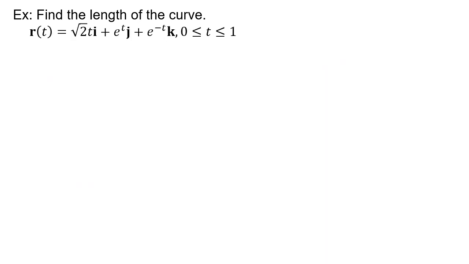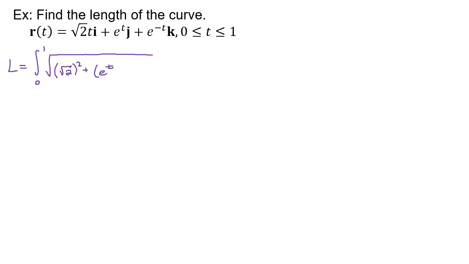All right, let's do the same thing. Find the length of the curve. Here, now we have root 2 times t, e to the t, and e to the negative t on the i, j, and k. We're going to integrate this from 0 to 1, because that's the interval it tells me. And I'm going to do the square root of the derivative of the first one. Well, the root 2 is just in front of the t, so the derivative of the t would go to 1, so I just get the square root of 2, squared.